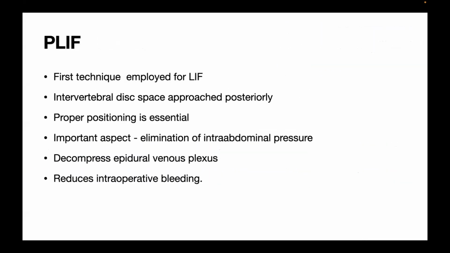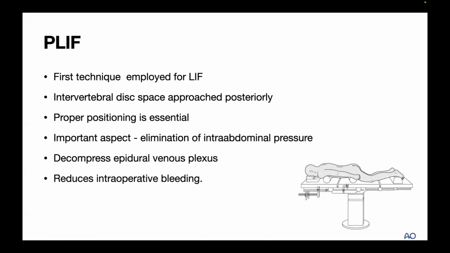Coming to the posterior lumbar interbody fusion, it was the first technique employed for interbody fusions. The intervertebral disc space is approached posteriorly. In this procedure, proper positioning of the patient is essential. The patient is positioned prone with a bolster supported on the pelvic support and the lower chest ribs. The important aspect is the elimination of intra-abdominal pressure, which decompresses the epidural venous plexus and reduces intraoperative bleeding.